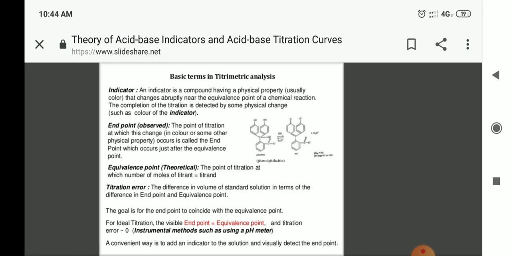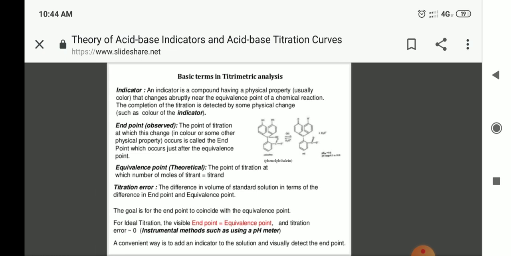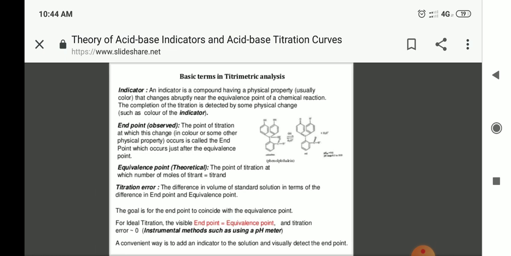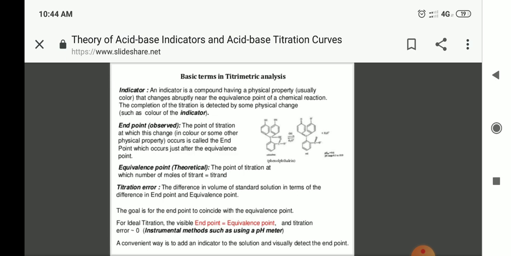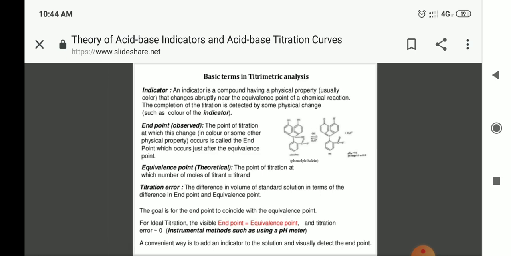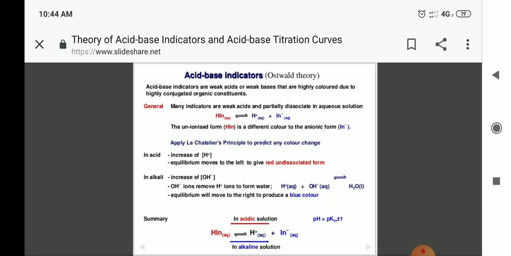Titration error is the difference in volume of standard solution, in terms of the difference between the end point and the equivalence point. The goal is for the end point to coincide with the equivalence point for an ideal titration, with the visible end point, equivalence point, and titration error shown. Next is the acid base indicator.